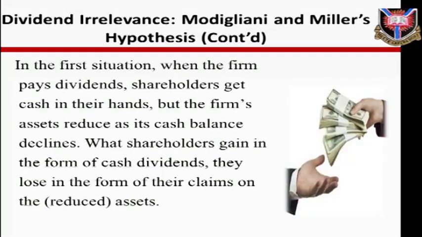In the first situation, when the firm pays dividend, shareholders get cash in hand, but the firm's assets reduce as its cash balance declines. What shareholders gain in the form of cash dividend, they lose in the form of their claim on the reduced assets. Thus, there is a transfer of wealth from one pocket of the shareholders to the other. There is no net gain or net loss. This is a fair transaction under the perfect capital market condition. The value of the firm will remain unaffected.